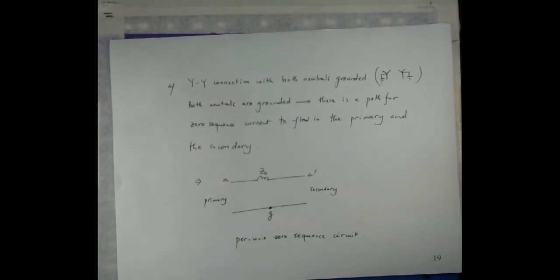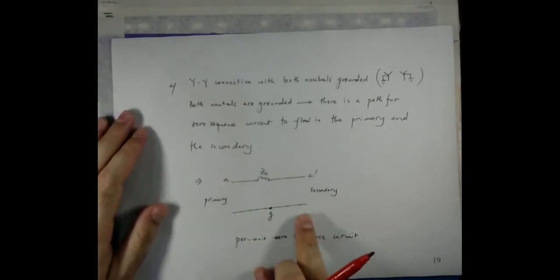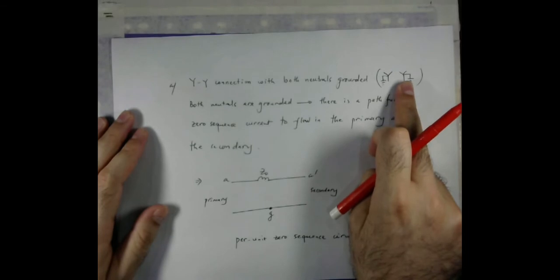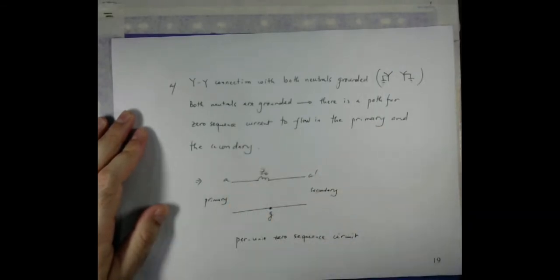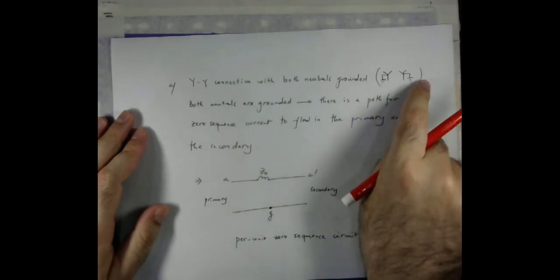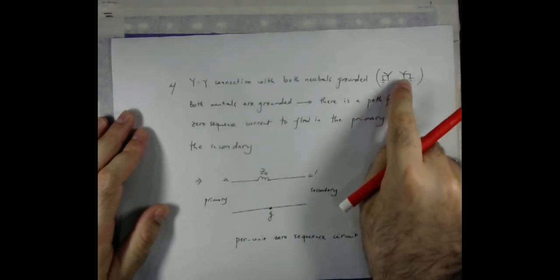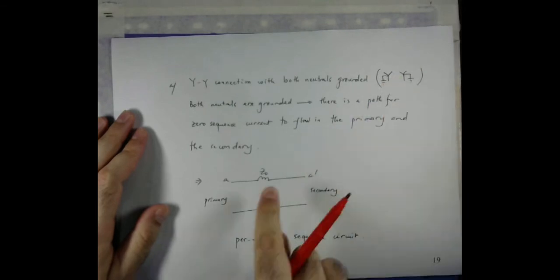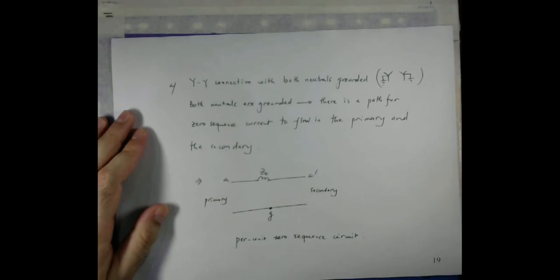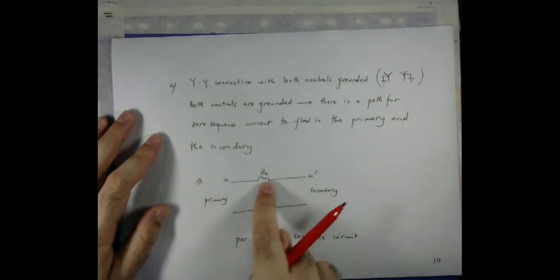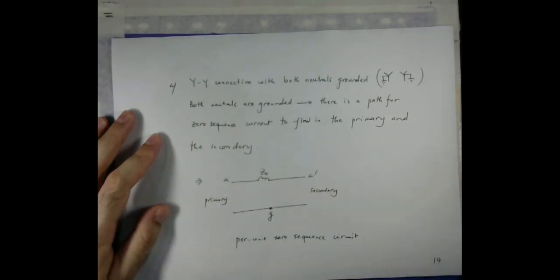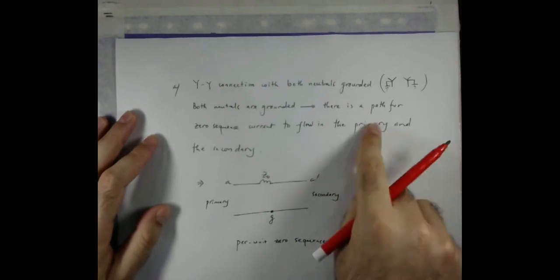So in this particular case, because both sides have the neutral connected to the ground, we have a path for the flow of the zero sequence current. So this is one case where both sides are Y connected and the neutrals are connected to the ground, so we have a path for the zero sequence current through the grounding impedance. So there is a path for the flow of the zero sequence current in both the primary and secondary side. So this is one case.